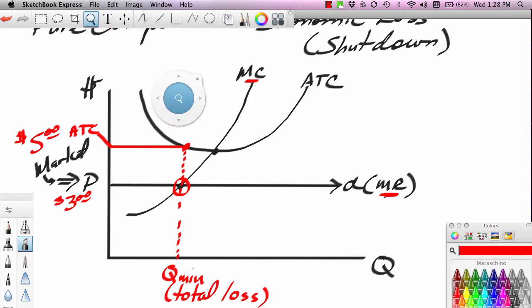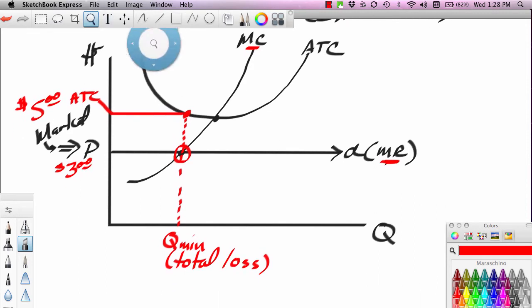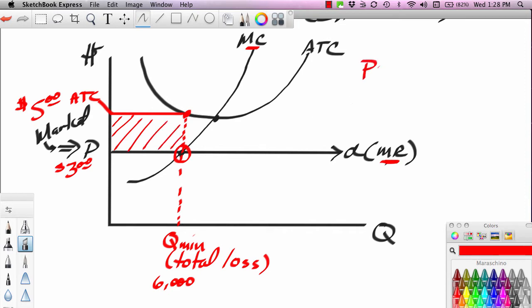Let me also identify a Q here. I'm going to move this diagram up just a little bit. There we go. And let's say that this quantity here is 6,000 units. Just making the numbers up as I go here. Now, you can see that this box here is the total loss box. Remember, if we take price minus ATC, multiply that amount by Q, we get the total profit or the total loss. In this case, it's going to be a loss because ATC is greater than P.